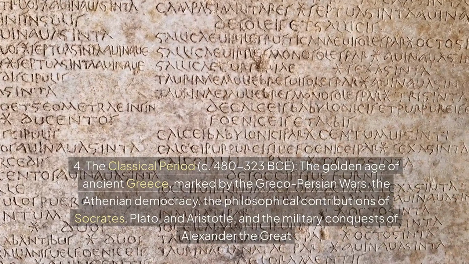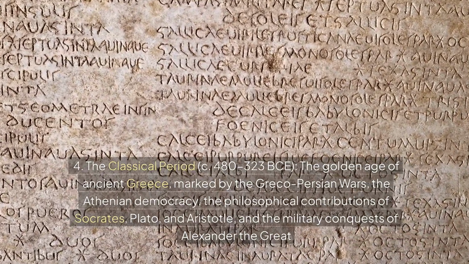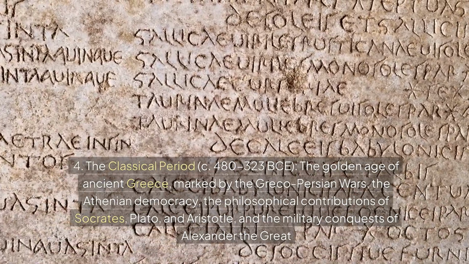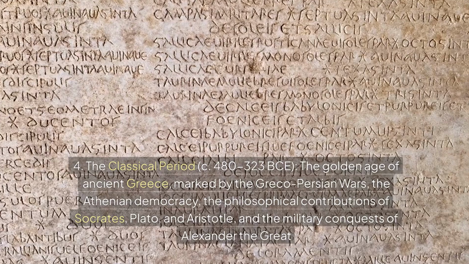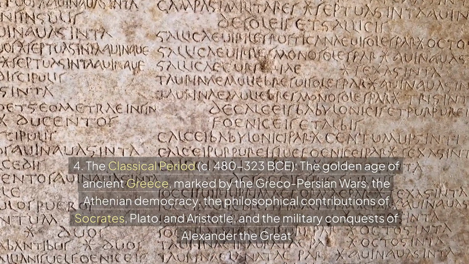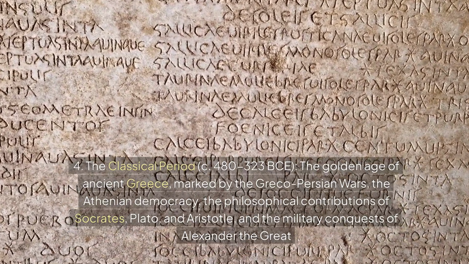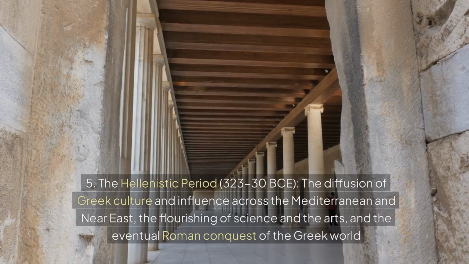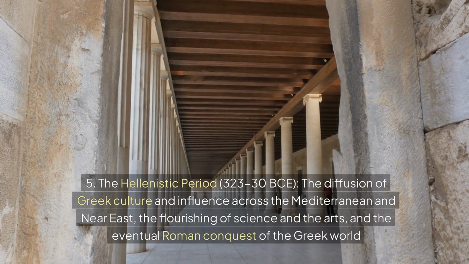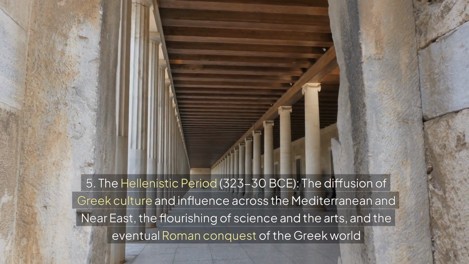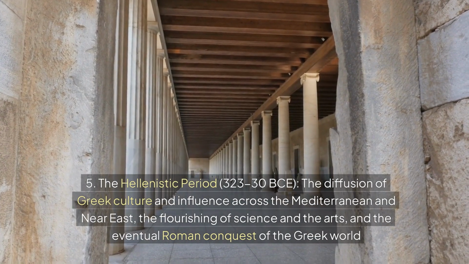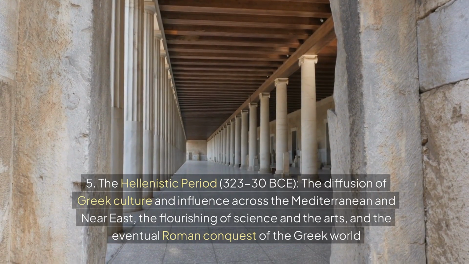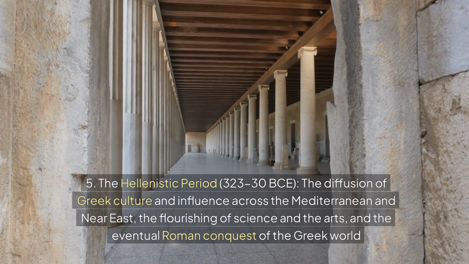4. The Classical period, circa 480-323 BCE, the golden age of ancient Greece, marked by the Greco-Persian Wars, the Athenian democracy, the philosophical contributions of Socrates, Plato, and Aristotle, and the military conquests of Alexander the Great. 5. The Hellenistic period, 323-30 BCE, the diffusion of Greek culture and influence across the Mediterranean and Near East, the flourishing of science and the arts, and the eventual Roman conquest of the Greek world.